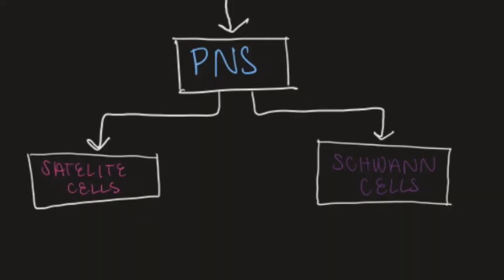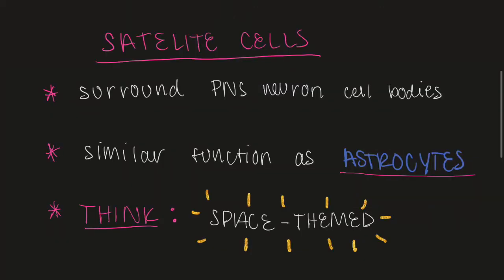Okay, so now that I've finished talking about the neuroglia of the central nervous system, I'm going to give you some visuals to associate with our 2 types of cells that are found in our peripheral nervous system, the satellite cells and the Schwann cells. Let's go! So first we have our satellite cells.